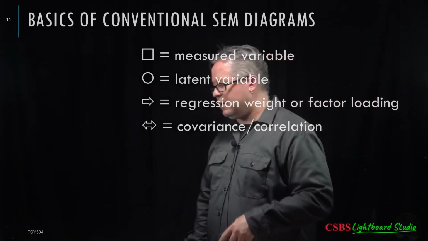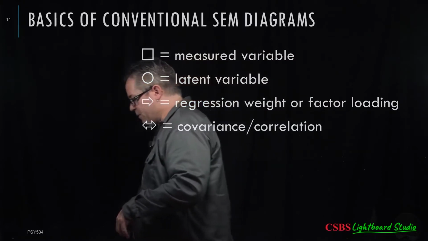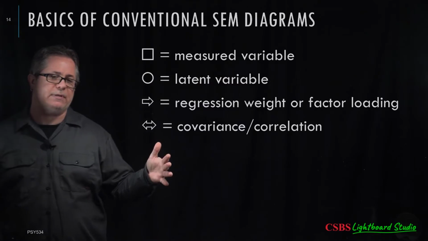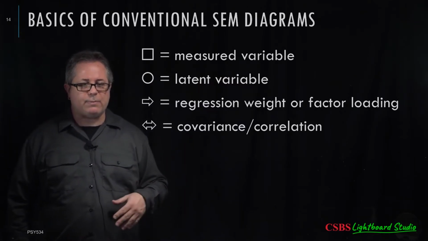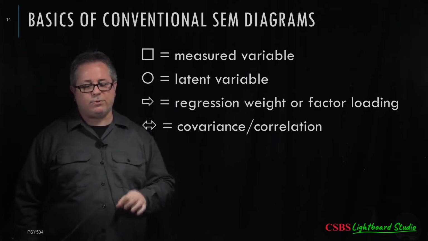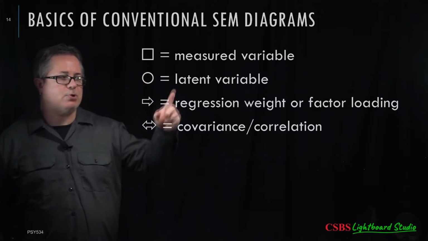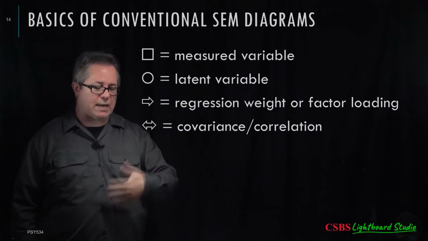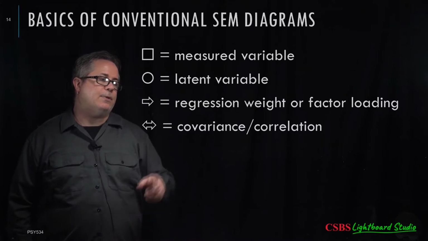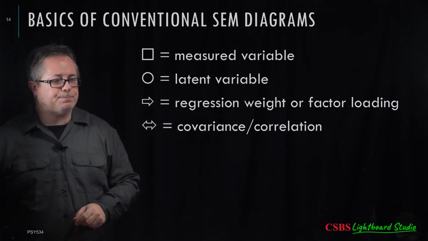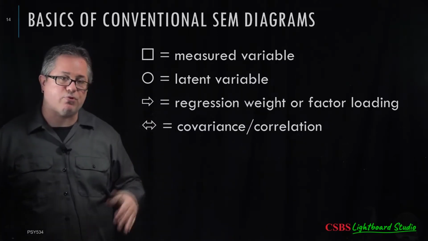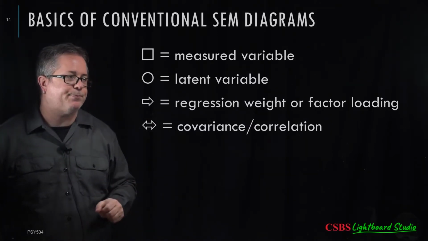So looking at the basics of a conventional SEM model, and again, there's some flair that gets added to this in certain types of models, and we'll talk about those things as we go on. But the basics are, if you see a square in the model, it's considered a measured variable, something that was directly measured. Sometimes these are called manifest variables because they're the things that are actually visible. They're manifested. The circles are considered latent variables. So each time you see a circle in a diagram, that's the latent variable we're trying to measure.